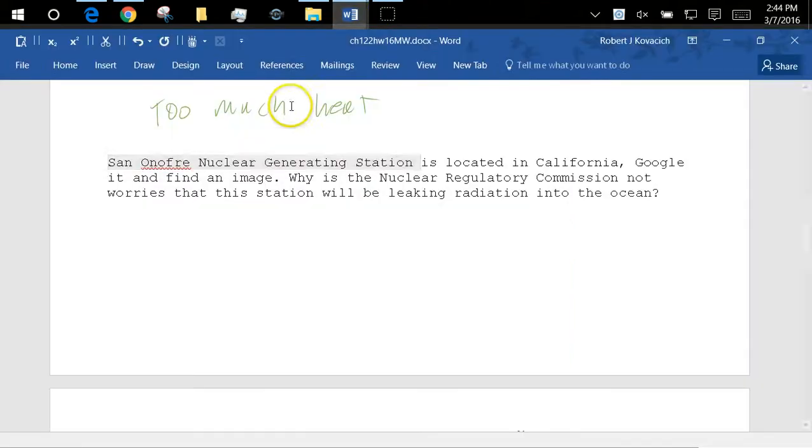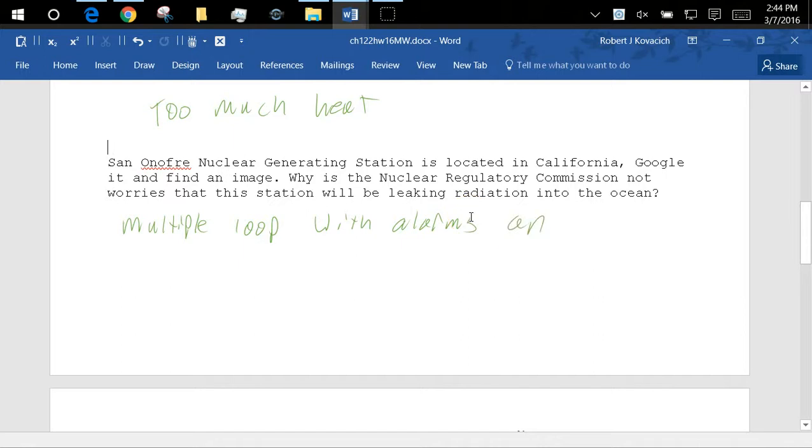What question did I ask? Yeah, why is the NRC not all worried about this? Is radiation leaking into the ocean? No, it's all contained. So would they know if anything was leaking into the ocean? Yes, because we have a lot of alarms. There are multiple loops with alarms.